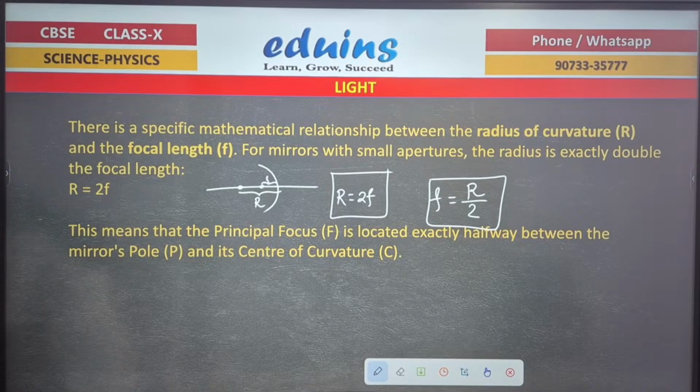Do you have any doubt? This is the relation between the focal length and the center of curvature.